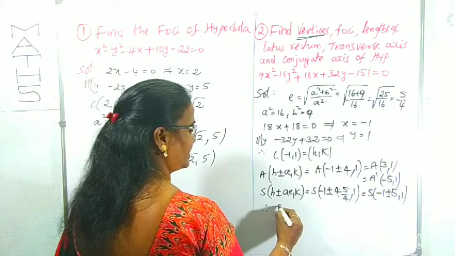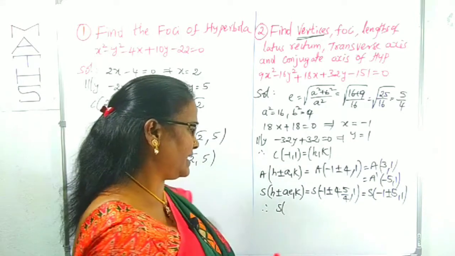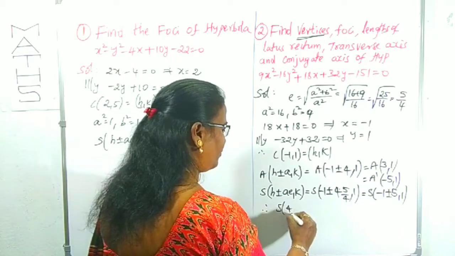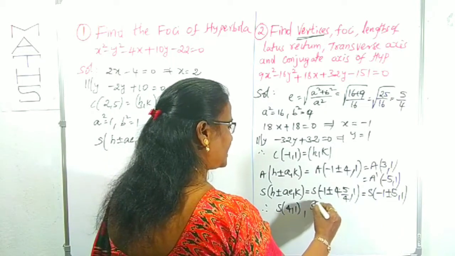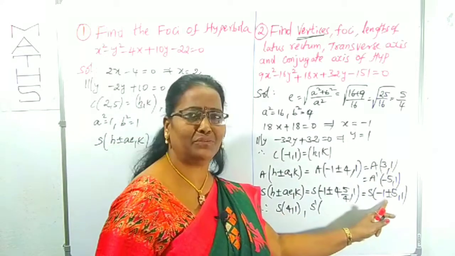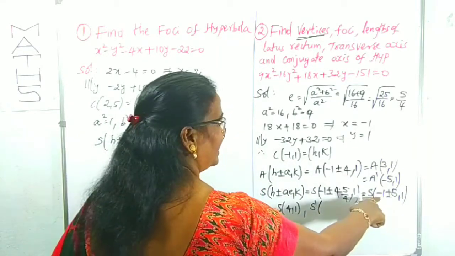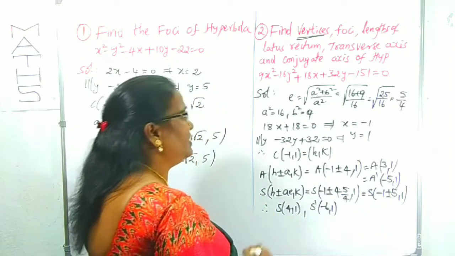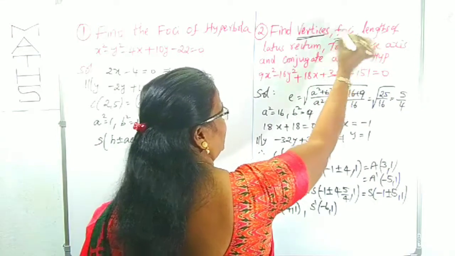Therefore, what are the foci? One of the foci we can collect with the plus: minus 1 plus 5 is 4, so 4 comma 1. And s dash, the other focus, with minus: minus 1 minus 5 is minus 6 comma 1. These are the foci. This part is closed.